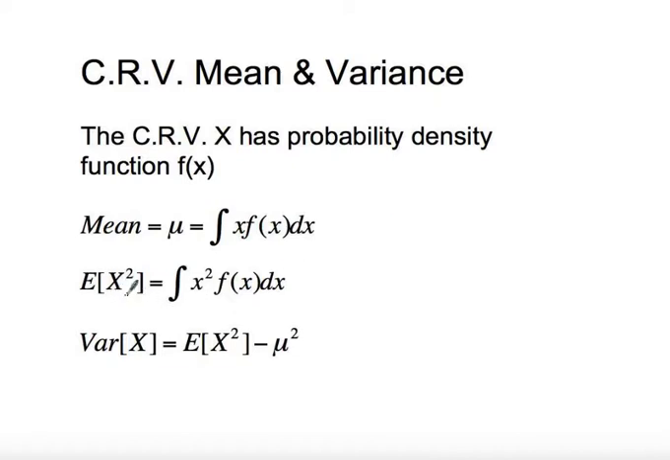If you want to find the expectation of x squared, it's very similar to the expectation of x, the mean. The only difference is that instead of multiplying by x, we multiply the function by x squared, and again we integrate between the bounds for which it's valid. Finally, the variance of x is calculated in exactly the same way as for discrete random variables. It's the expectation of x squared minus the mean squared.